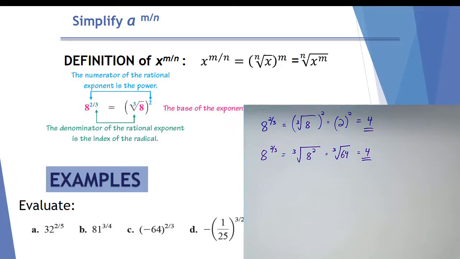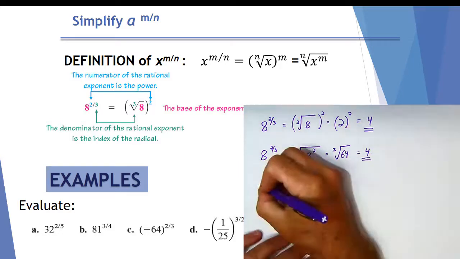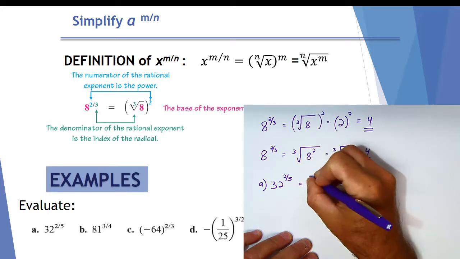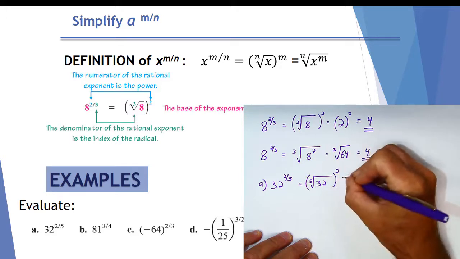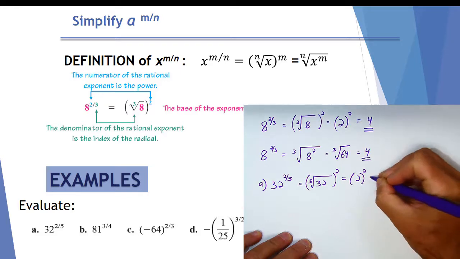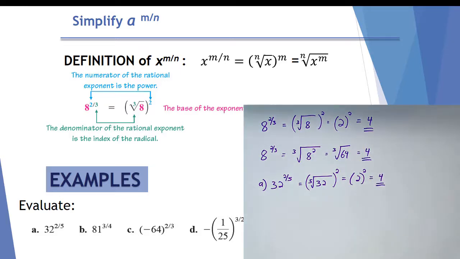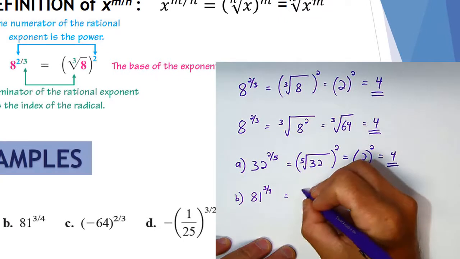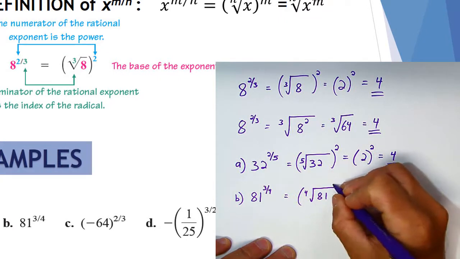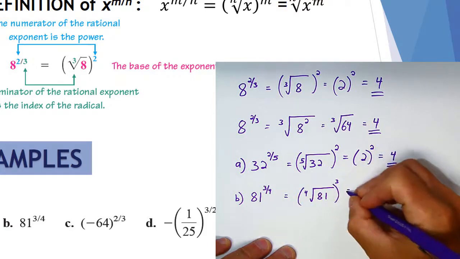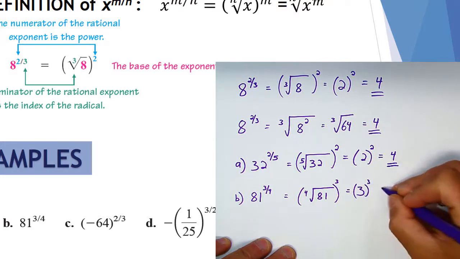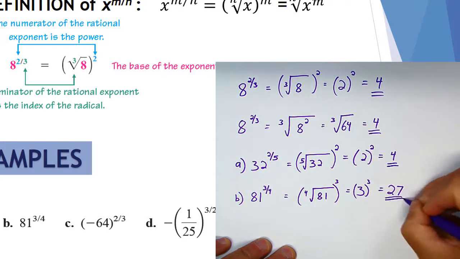Let's look at these examples. 32 to the 2/5 power. That's the same as the 5th root of 32, but then when we're done, we'll take that value and square it. Well, the 5th root of 32 is 2, which we're going to square, and we get another value of 4. 81 to the 3/4. Well, our bottom number gives us our index, so that's the 4th root of 81, but then we're going to take that value and cube it. So the 4th root of 81 is 3, which we're then going to cube. That turns out to be 27.